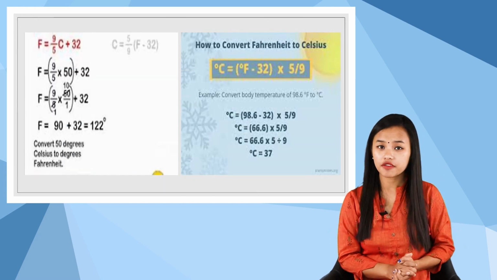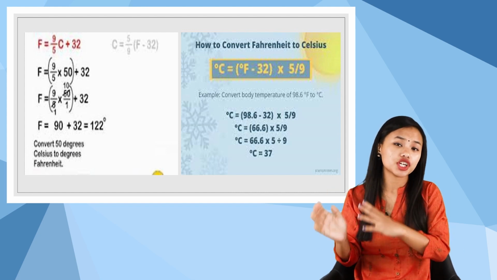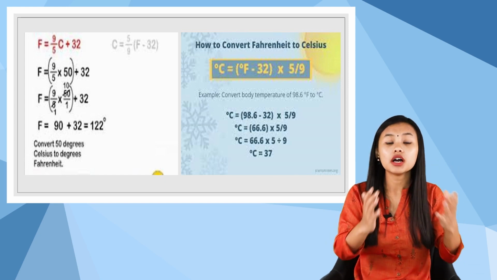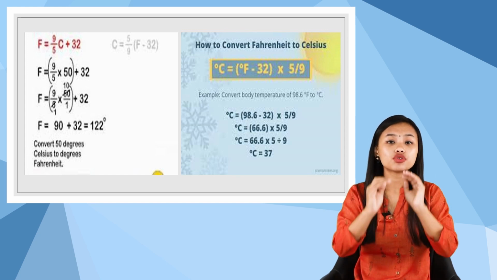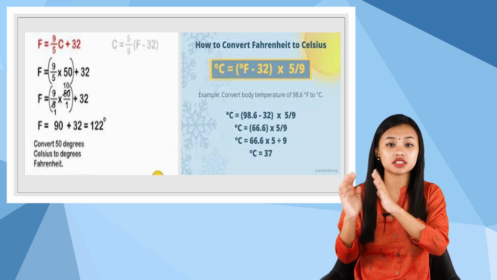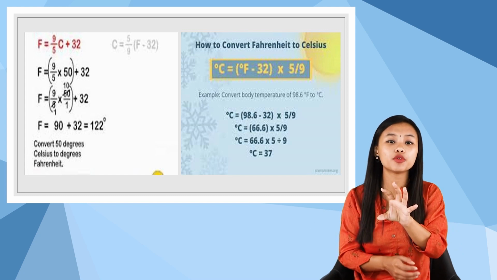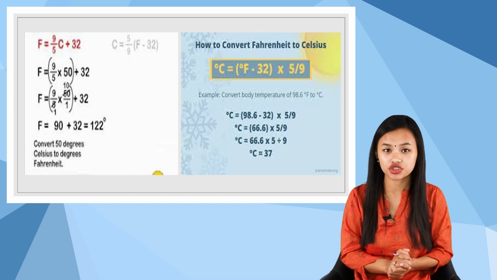So here I have given you one example. Suppose you need to convert 50 degrees Celsius to degrees Fahrenheit, then what you can do is use that formula whereby F is equal to 9 by 5 degrees Celsius plus 32, and where this degree Celsius is there, you will be putting this 50 degrees there, and then you will be getting the calculation of it.